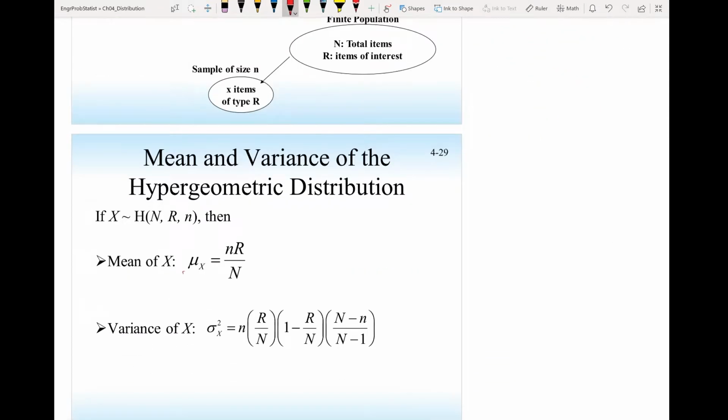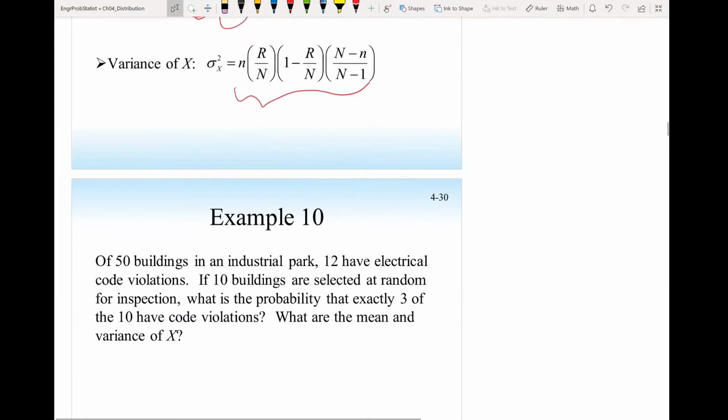Now the mean of x, the items of interest in this sample, will be the proportion of items of interest. So I can think of R over N as the probability of picking an item of interest, multiplied by n, the size of the sample. So this will be the average number of x items of interest. And this will be the variance here. As I said, I'm not going to go through the proof. I'm just going to touch on some applications of it, and you can read the material in the section.